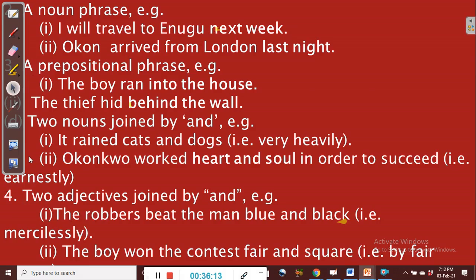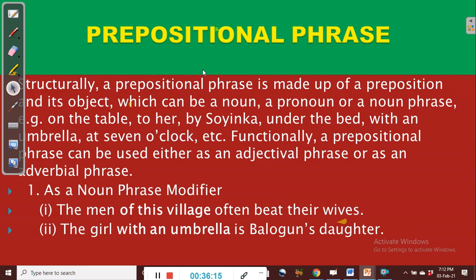Then lastly, let's look at the prepositional phrase. Structurally, a prepositional phrase is made up of a preposition and its object, which can be a noun, a pronoun, or a noun phrase. E.g., on the table, to her, by Shoyinka, under the bed, with an umbrella, at 7 o'clock, etc. Functionally, a prepositional phrase can be used either as an adjectival phrase or as an adverbial phrase.